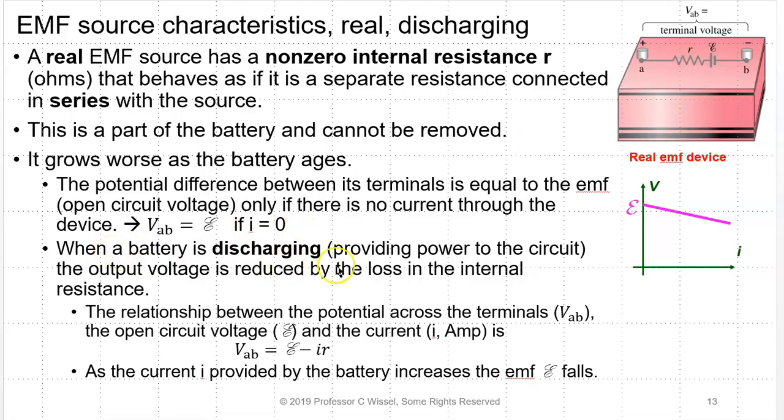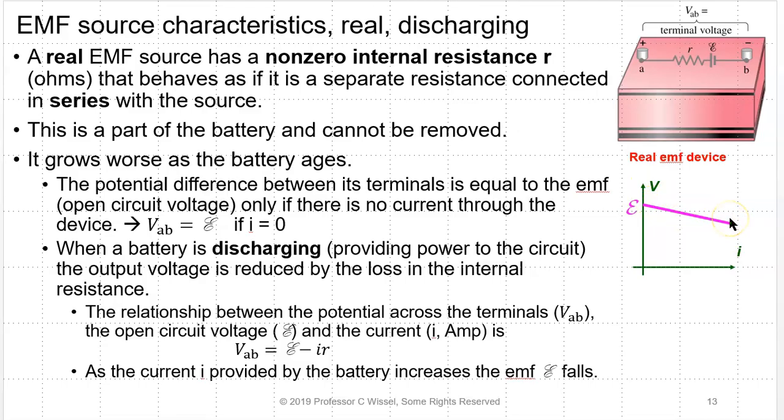When the battery is discharging, that is providing power to the circuit, the output voltage is reduced by the loss in the internal resistance. The relationship between the potential across the terminals VAB, the open circuit voltage E, and the current I in amps is VAB equals E minus IR. And as the current I provided by the battery increases, the voltage falls, and that is shown here in this chart. Here's the output voltage, here's the current that you're drawing from the battery, and this is what happens.